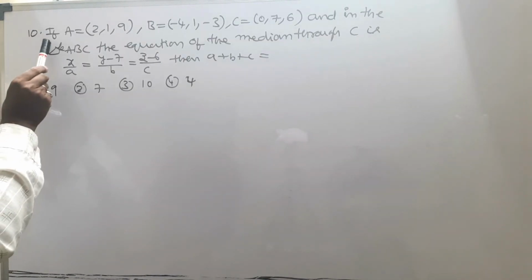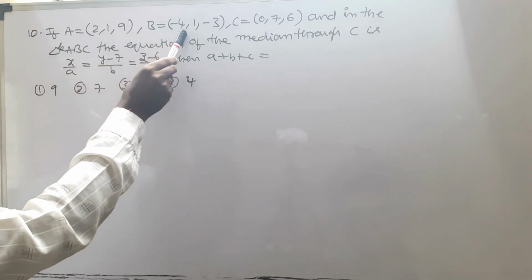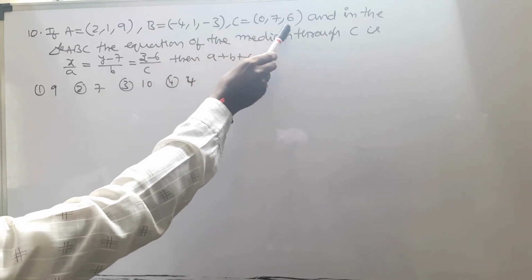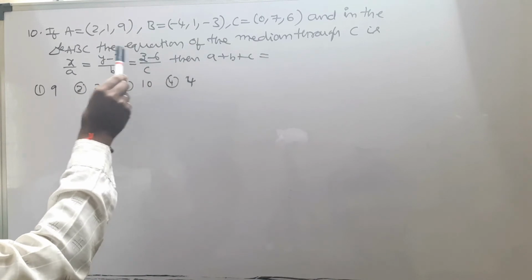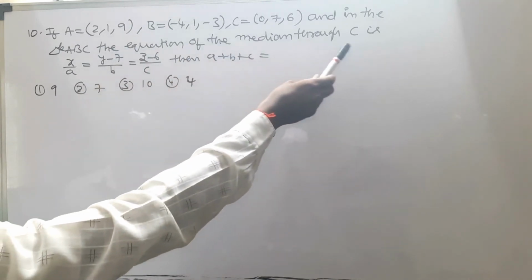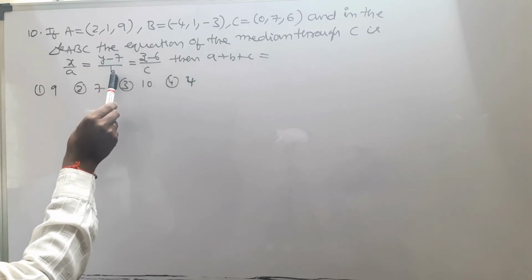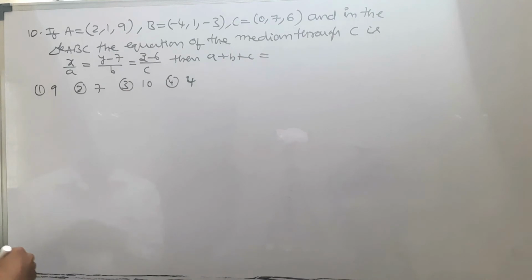10th question. If capital A equal to (2, 1, 9), B equal to (-4, 1, -3), C equal to (0, 7, 6), and in the triangle ABC, the equation of the median through C is x by a is equal to y minus 7 by b is equal to z minus 6 by c. Then a plus b plus c equal to, here the four options are given.